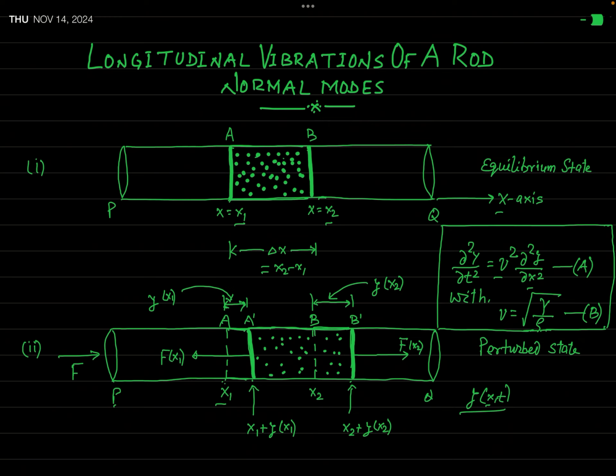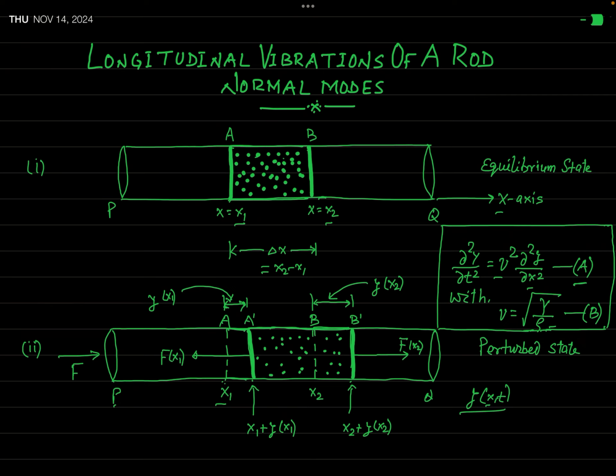And we have obtained in the first part of this lecture that this v is equal to the square root of Y over rho, where Y is the Young's modulus of elasticity of the material of the rod, and rho is its density. Okay? So this was the final result which I have mentioned here, but how this result comes, we have already learned in the first part of the lecture on longitudinal vibration of a rod. Okay? So in that lecture, we have obtained the equation of motion of the particles of the rod.